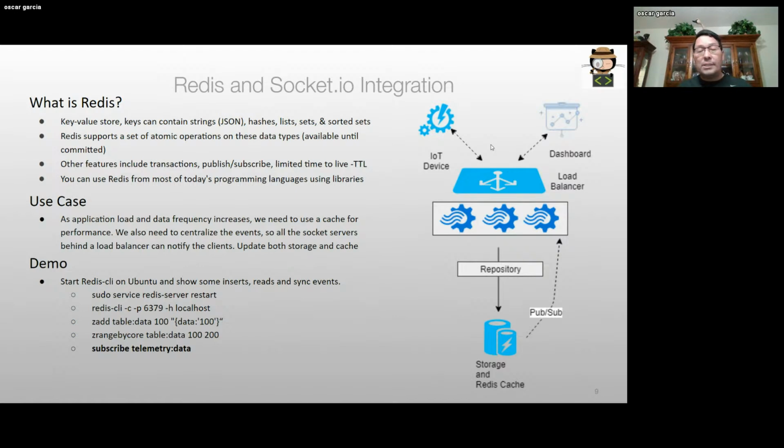A few things you will notice here: learn a little bit of the commands from Redis. We're going to use the Redis CLI to start some of this integration with Redis. You will see some of the commands on this slide, but pay attention to that one, the subscribe telemetry data. Telemetry data is a channel, a channel name that we defined as we did this integration. Just pay attention to that, and as we do the demo, you will see.